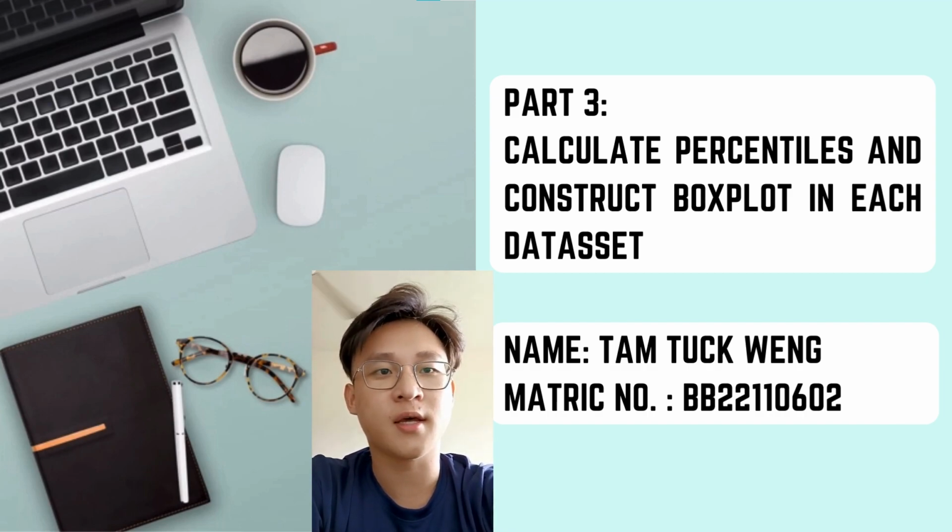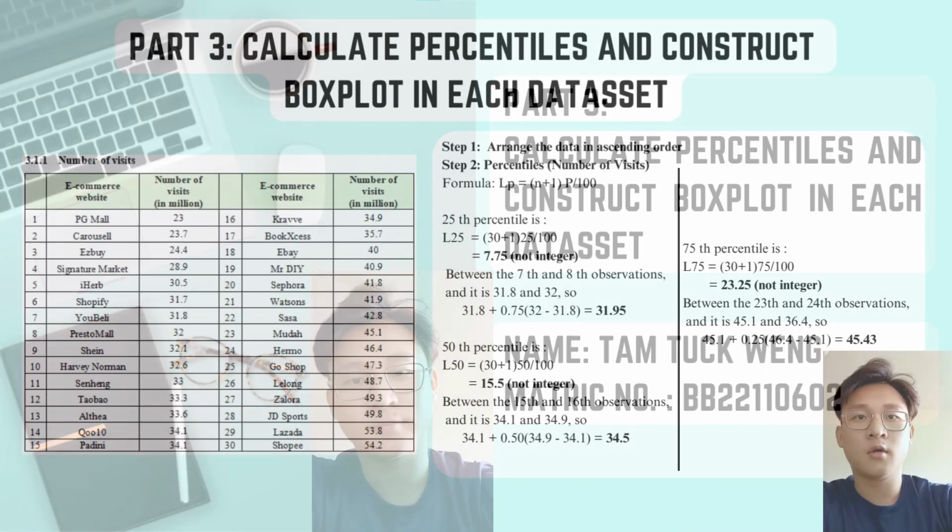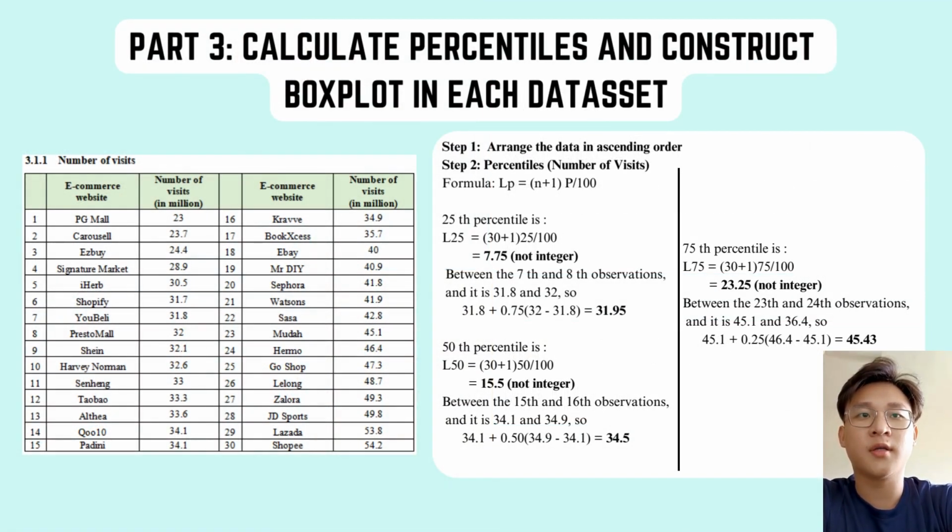Today I will present part 3, which is to calculate percentiles and construct a box plot for each dataset. Now we will calculate the percentiles of the number of visits. Before we calculate, we need to arrange the data in ascending order, as the table on the left side shows. Step 2 is to find the formula of percentile. The formula is L_P equals (n plus 1) times P divided by 100.